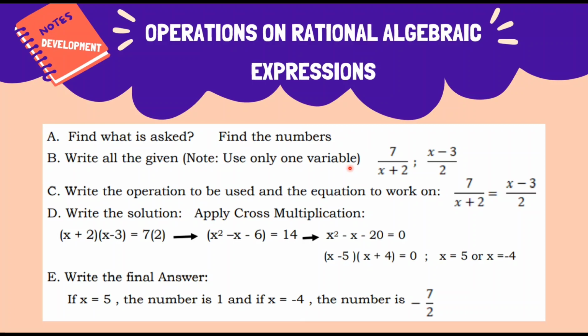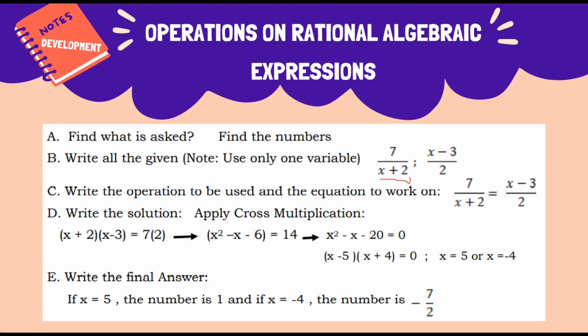So 7 divided by the sum of a number and 2. So 7 divided by the sum. That's why we have this operation, addition. So 7 divided by the sum of a number, which is x, and 2. So that's why 7 over x plus 2. And then the next equation, or the rational equation, will be, is equal to half the difference of the number and 3.